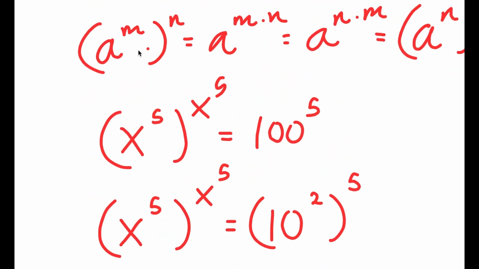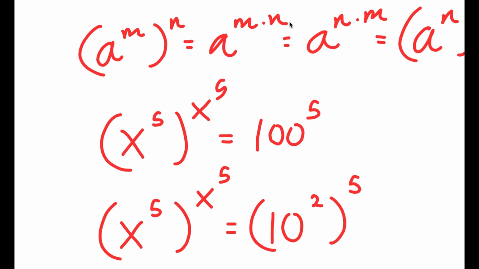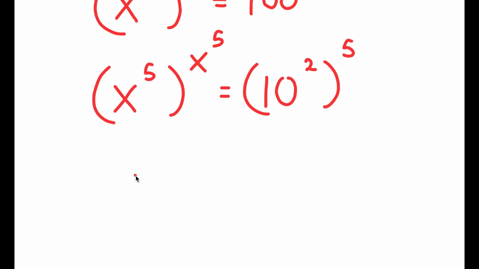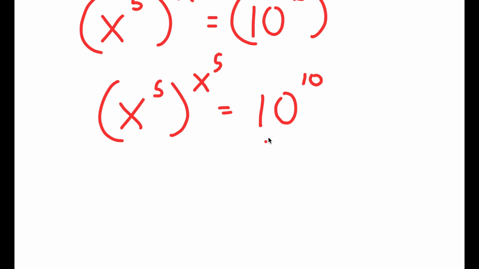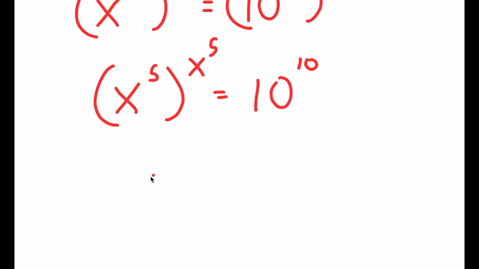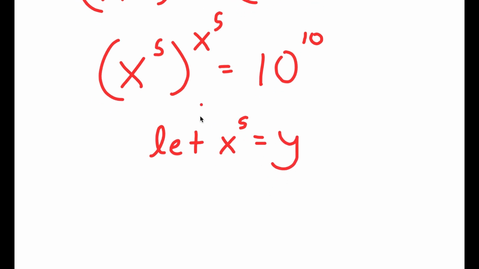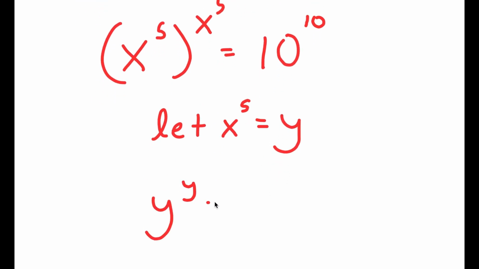And a to the power of m to the power of n is the same thing as a to the power of m times n. So 10 to the power of 2 to the power of 5, that's going to equal 10 to the power of 2 times 5, which is 10 to the power of 10. Now from here, I'm going to let x to the power of 5 equal to the variable y. So now I get y to the power of y is equal to 10 to the power of 10.